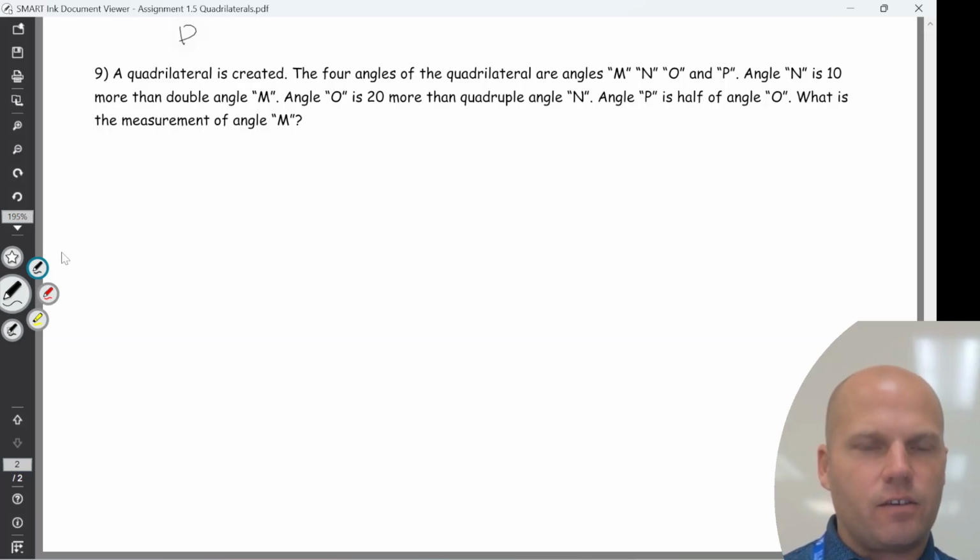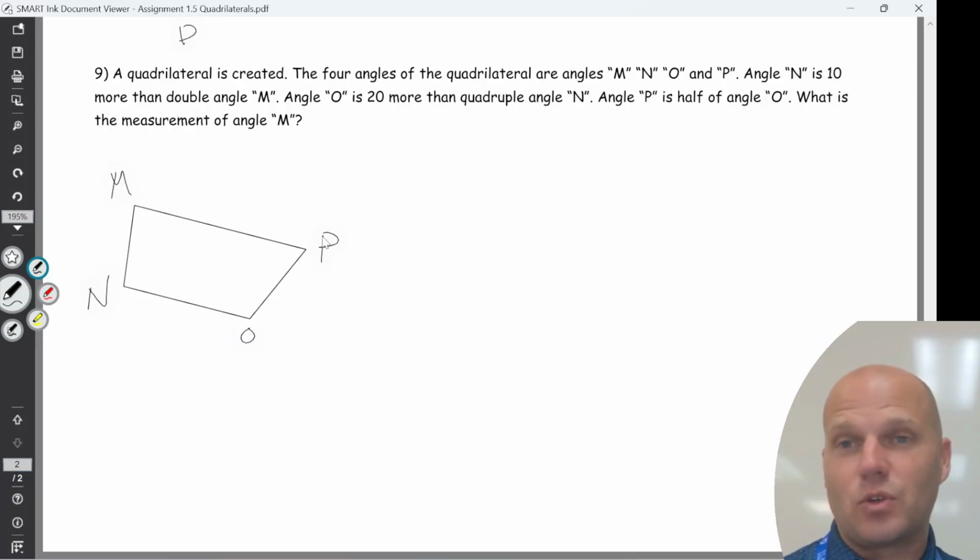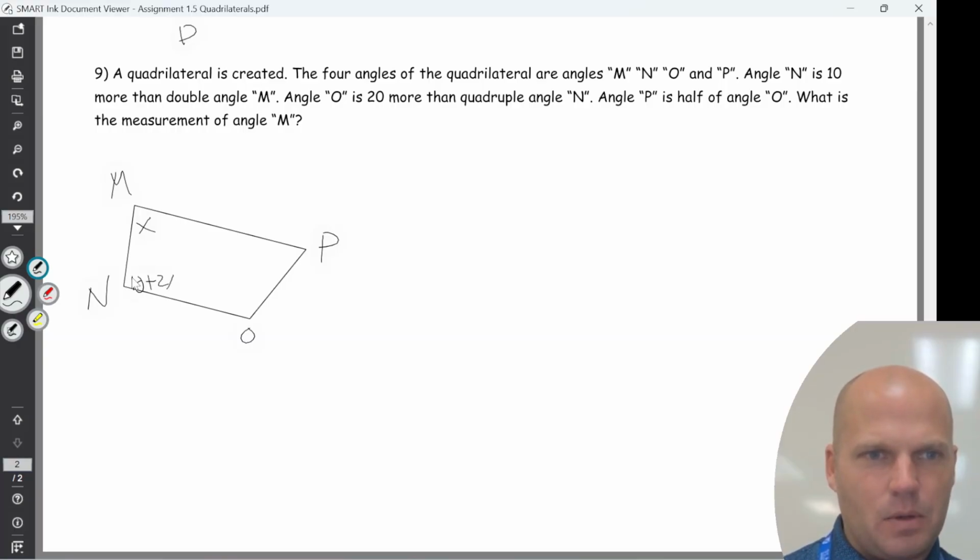A quadrilateral is created. The four angles of the quadrilateral are M, N, O, P. So MNOP. Don't assume anything is right. Let's do it the way you guys were doing it, which is really nice. Angle N is 10 more than double angle M. I'm going to say angle M is x. Angle N is 10 more than double x.